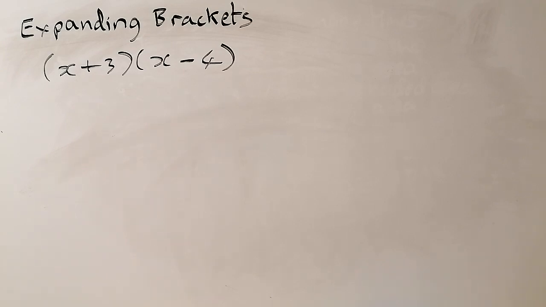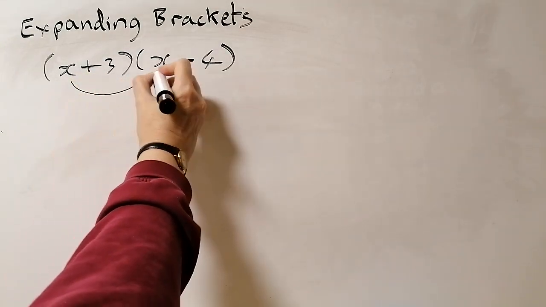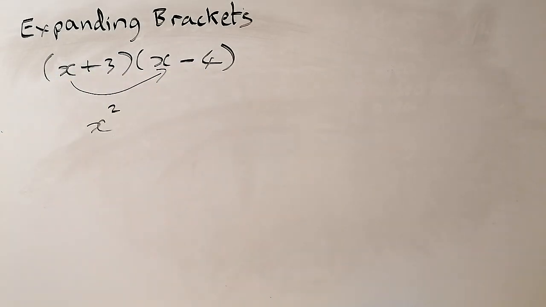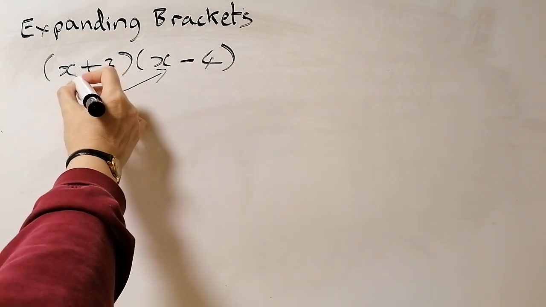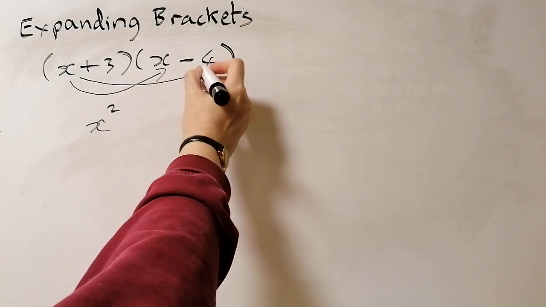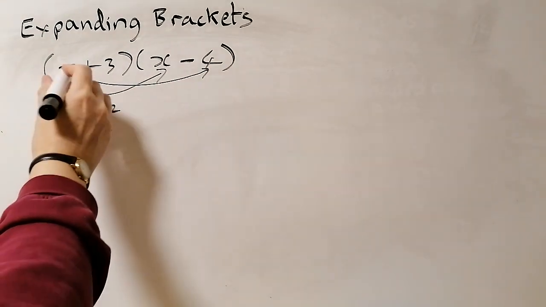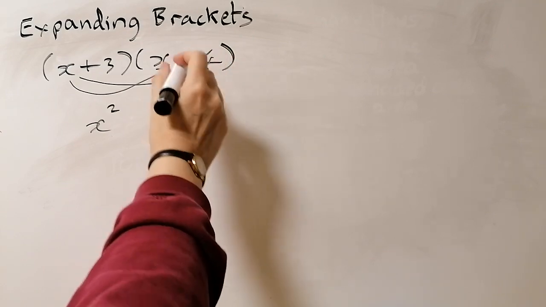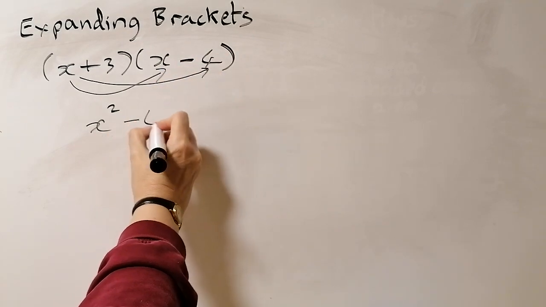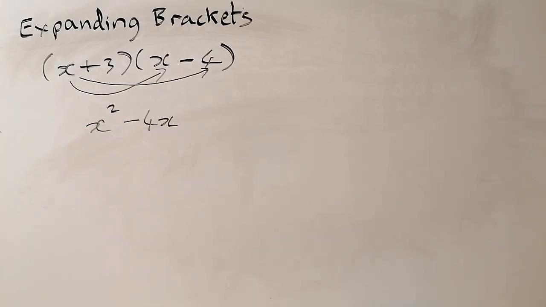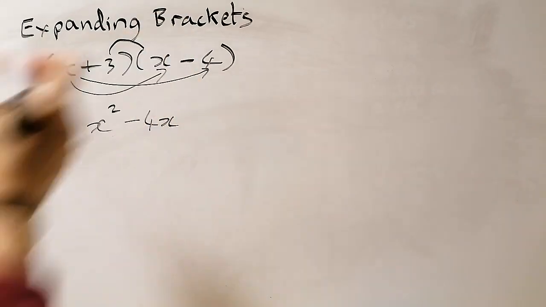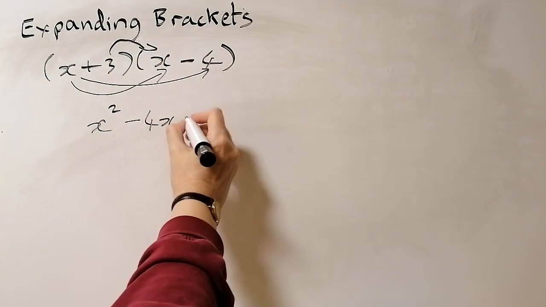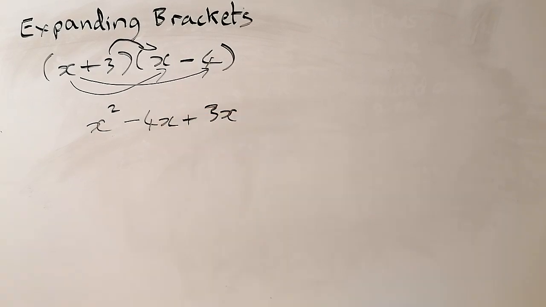So the way we go about this is to say, okay, let's do the first terms first. So x times x would be x squared. Then we can do the first term and the second term of that one. So x times minus 4, remember this minus sign goes alongside the 4, that belongs to the 4. So that gives us minus 4x. Then we take the second term here and multiply it by the x, and that's a plus 3 times x, so that gives us plus 3x.